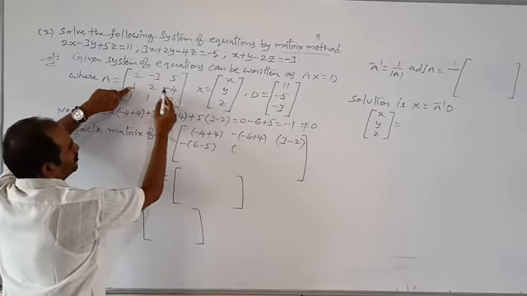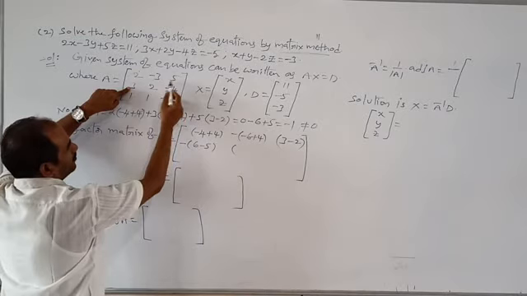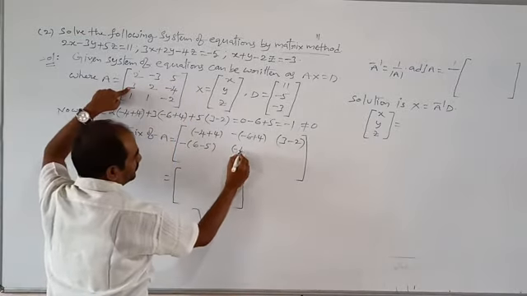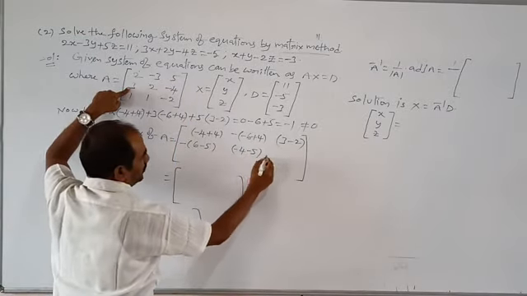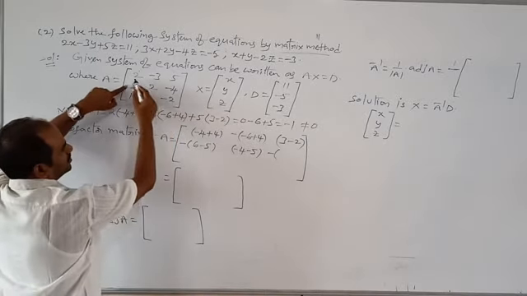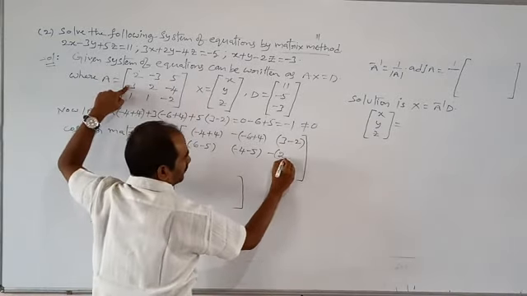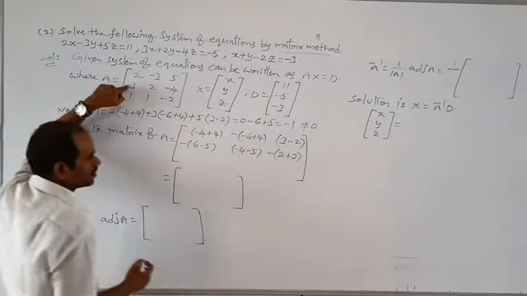Next, this element is plus here. Delete this row and column. Next AD minus BC. The AD value is minus 4 minus 5. Next, this element is minus of. Delete this row and column. Next, AD minus BC is 2 minus minus plus 3, so 2 plus 3.